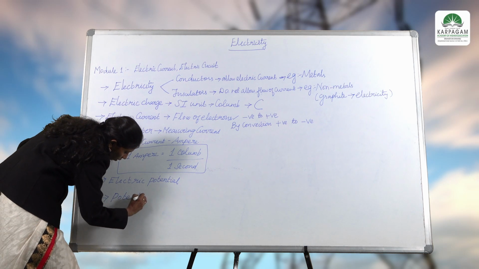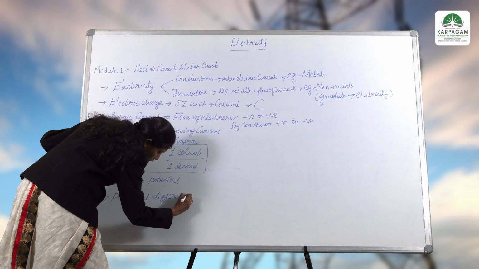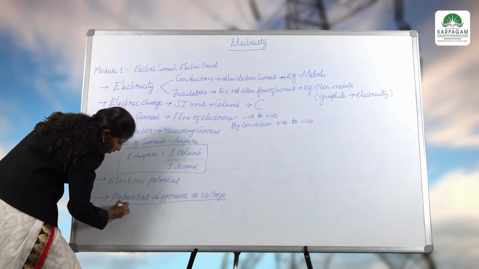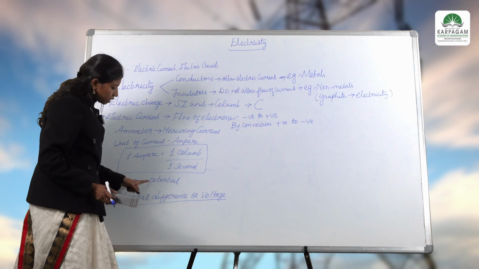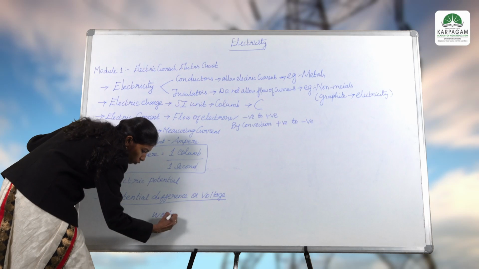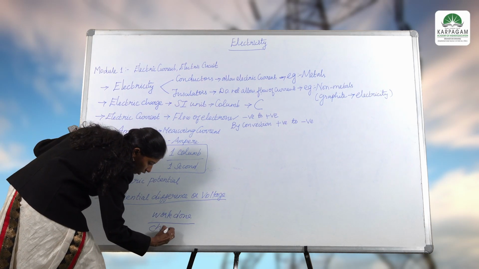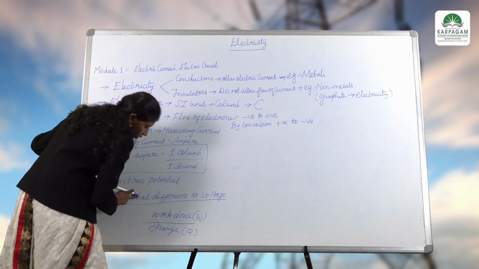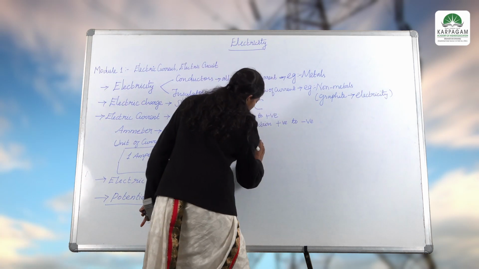Potential difference or voltage. The main difference between potential and potential difference or voltage is that this is the capability and this is the work done. So it is nothing but the work done moving a unit positive charge from one point to another. So we can say work done divided by charge, W divided by Q. This is what we call a potential difference, and the unit of potential difference is volt.